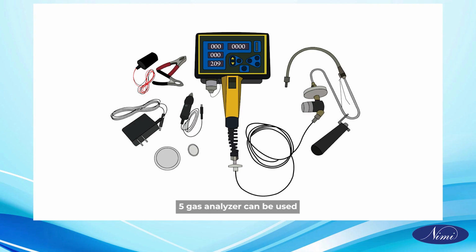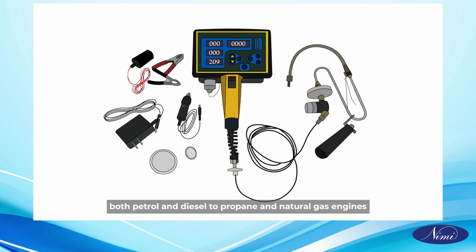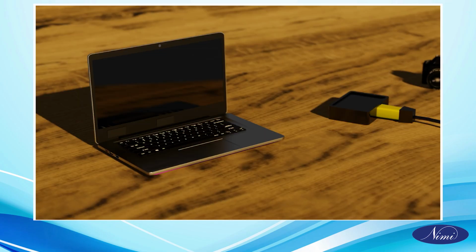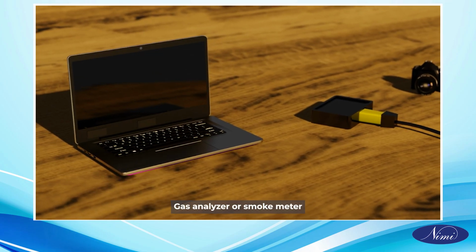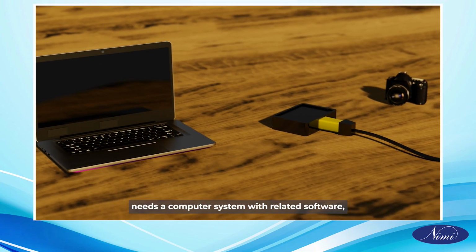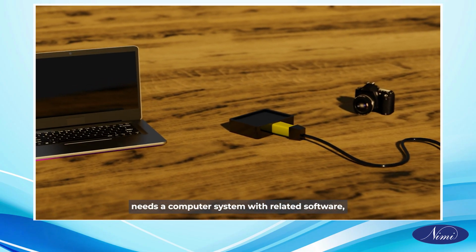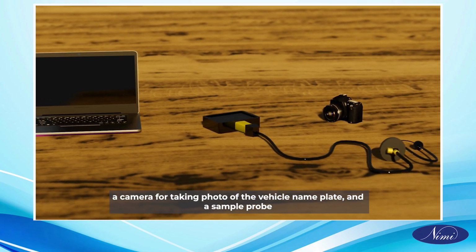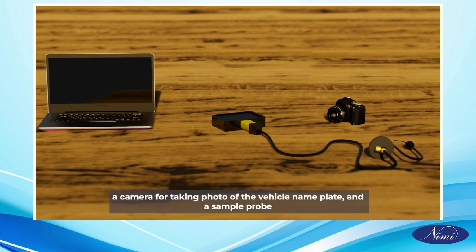A 5-gas analyzer can be used for both petrol and diesel, as well as propane and natural gas engines. A gas analyzer or smoke meter needs a computer system with related software, a camera for taking a photo of the vehicle nameplate, and a sample probe.